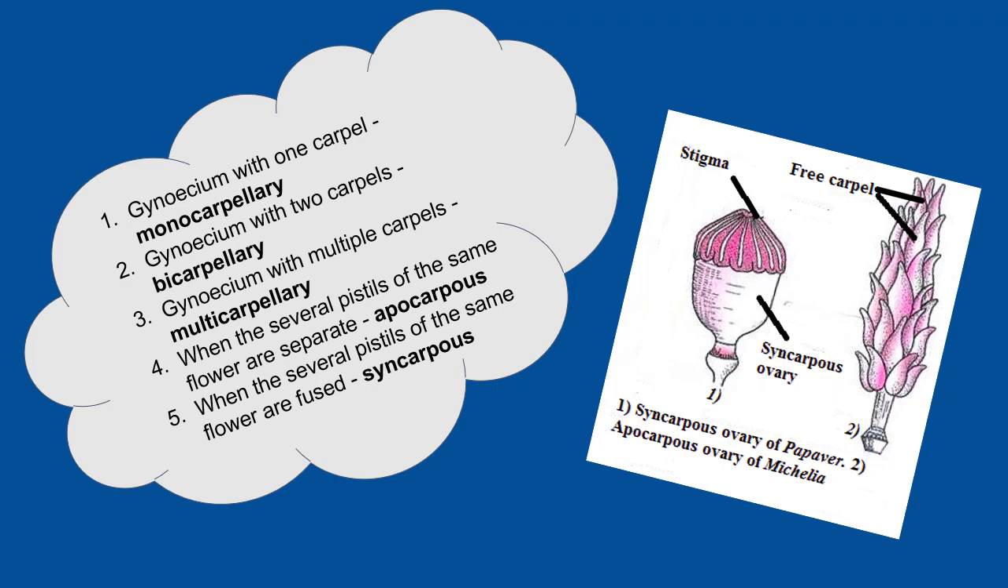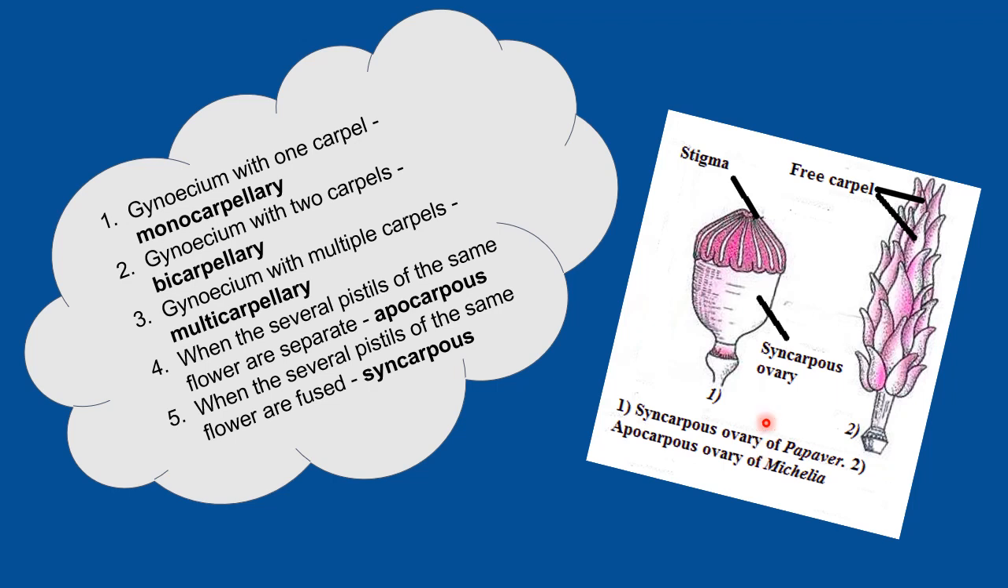Now gynoecium, if one carpel is present, is called monocarpellary gynoecium. Gynoecium with two carpels is called bicarpellary, and with more than two, multicarpellary. Whenever the pistils of the same flower are separate, that is called apocarpous, but whenever they are found in fused condition, that's called syncarpous.